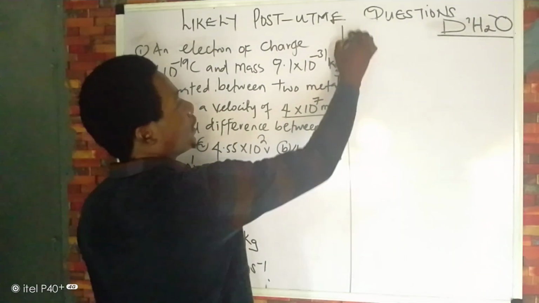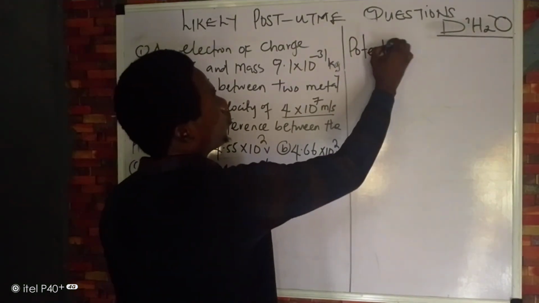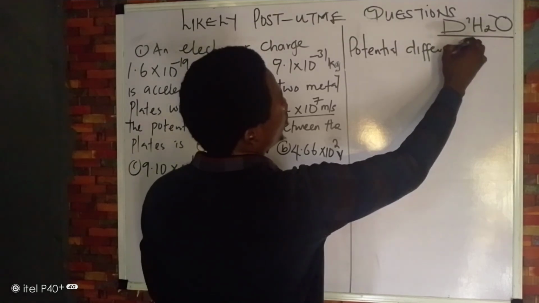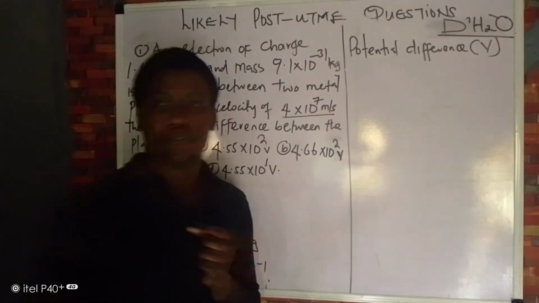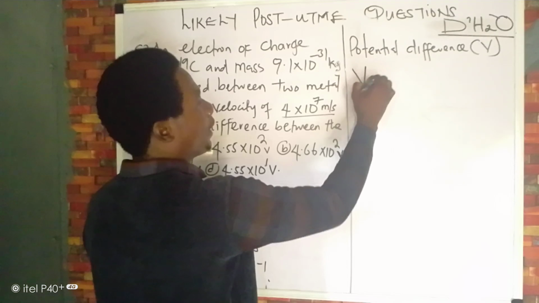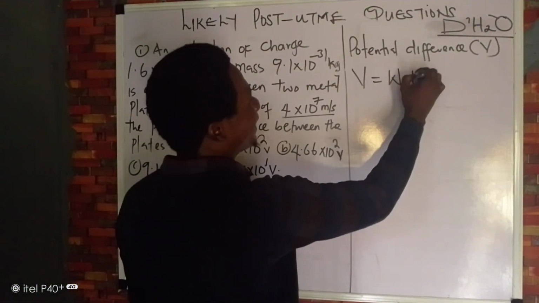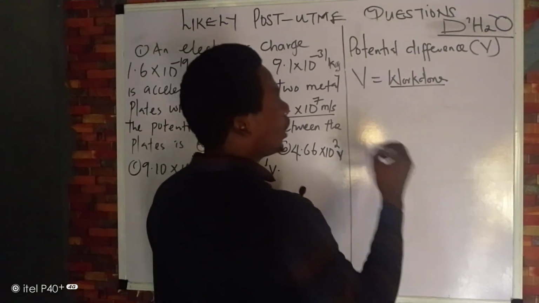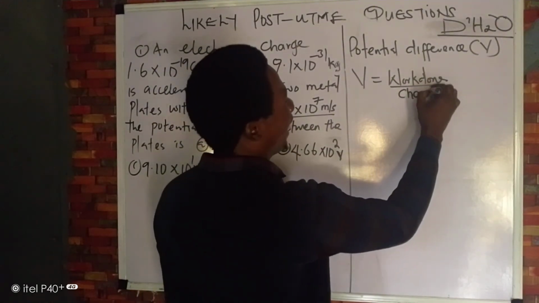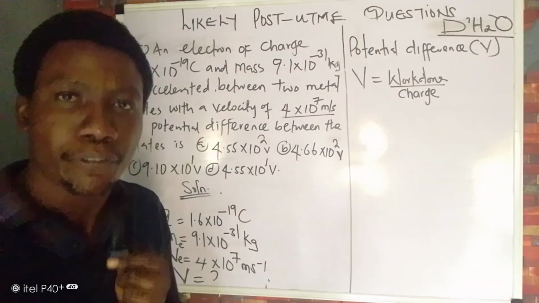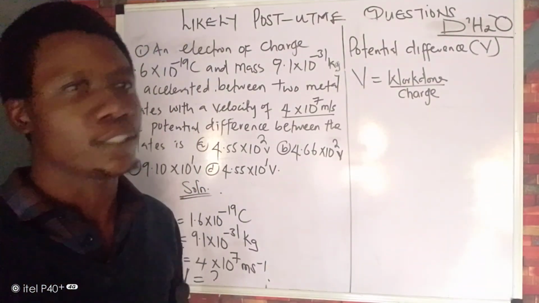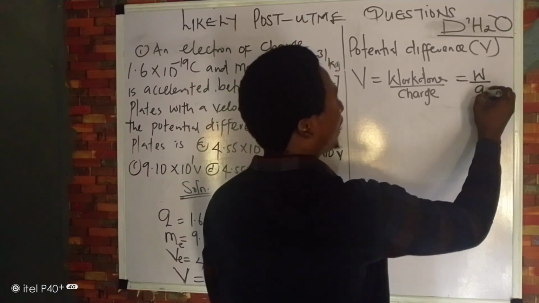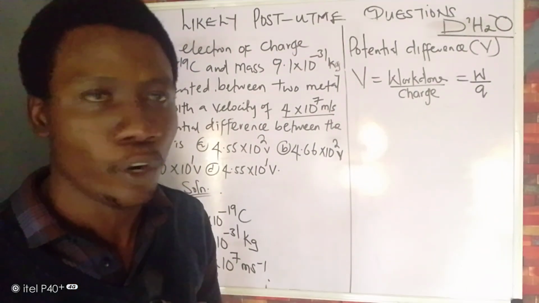Remember that potential difference, what is potential difference? Potential difference has a symbol V. Potential difference is the work done in taking a unit charge from one point to another, okay? Is the work done in taking a unit charge. So the formula for potential difference is work done over charge. That is to say, we are going to get work over charge. Where is the work coming from?